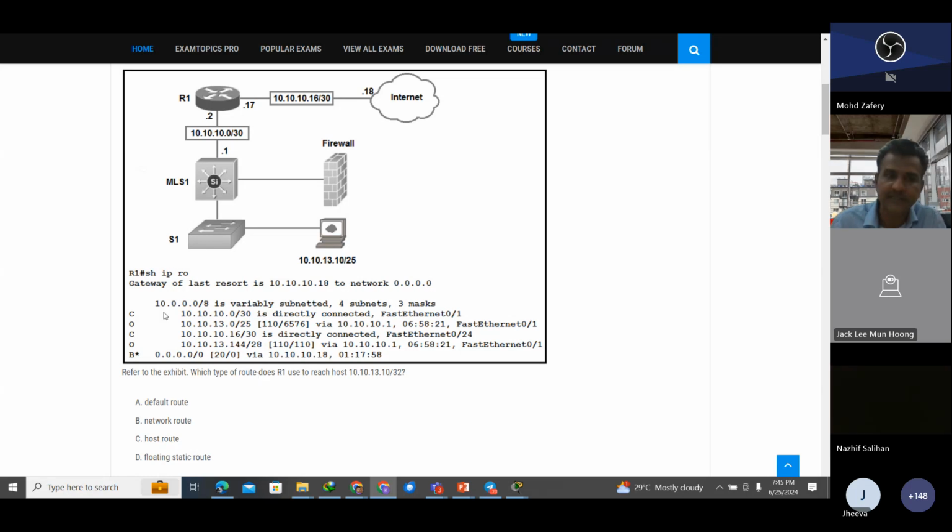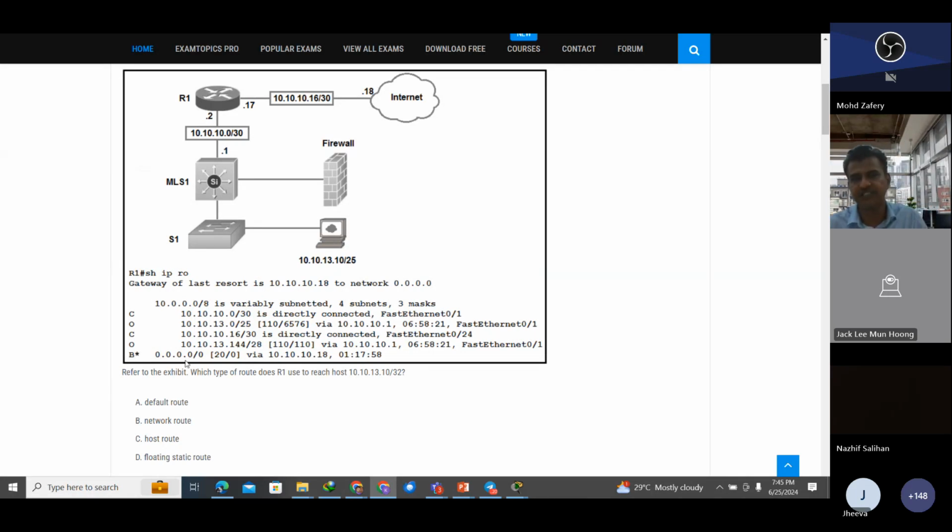C, O, C, O, B. C means directly connected. O means it's using a routing protocol, OSPF. C is directly connected, O is OSPF. The B is more of a BGP routing protocol.